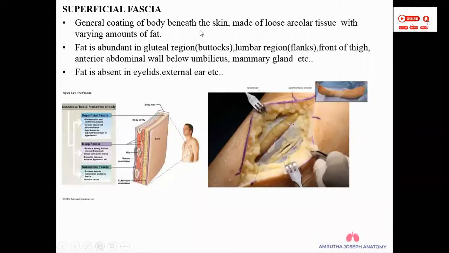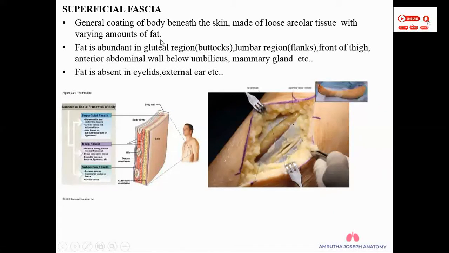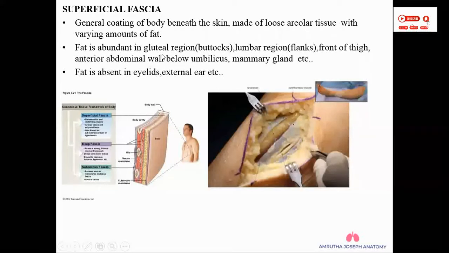It is a general coating of the body beneath the skin, made of loose areolar tissue with varying amounts of fat. Fat is abundant in the gluteal region. In some areas the fat is more accumulated, for example, the gluteal region, which is called the buttocks region, the lumbar region, the flank region, the front of the thigh, the anterior abdominal wall below the umbilicus, and the mammary gland or the breast. In these areas, fat is deposited in a larger amount. So fat is usually deposited in the superficial fascia.